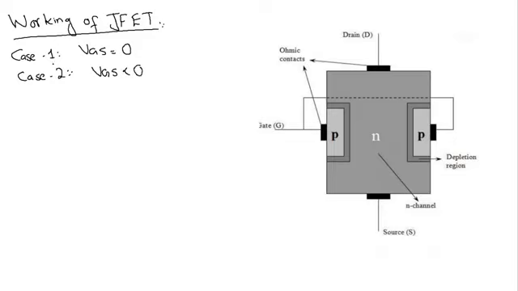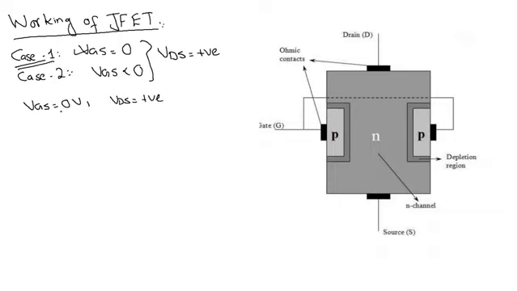So these are my two cases, and for both the cases we will have VDS, which is the voltage between drain and source, to be some positive value. So these are my two cases for explaining the working of the junction field effect transistor, and in this video I am going to discuss case number 1, which is VGS equal to 0 volt and VDS equal to some positive value.